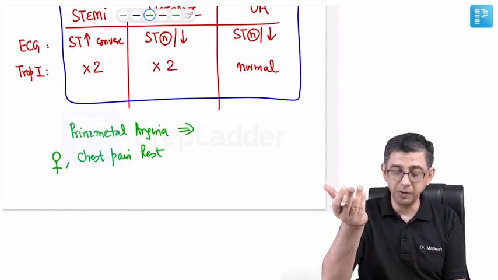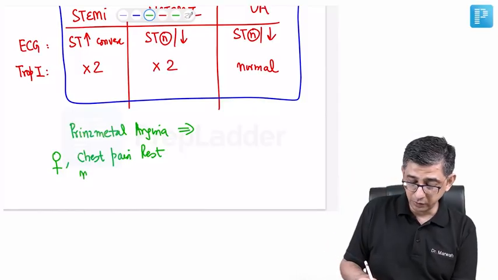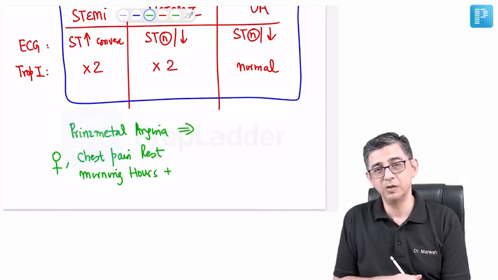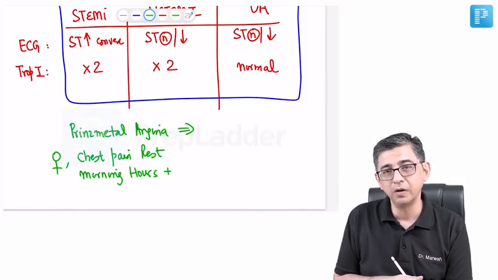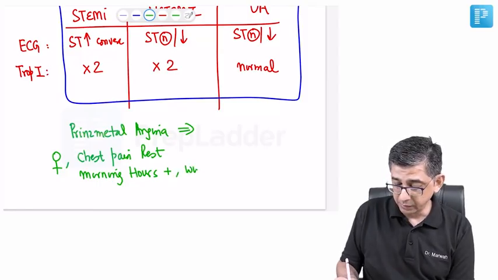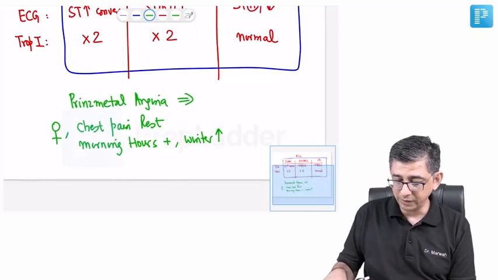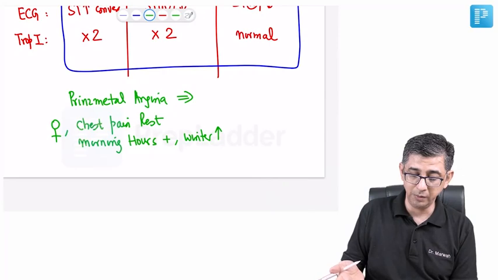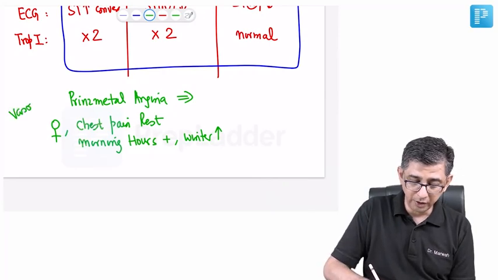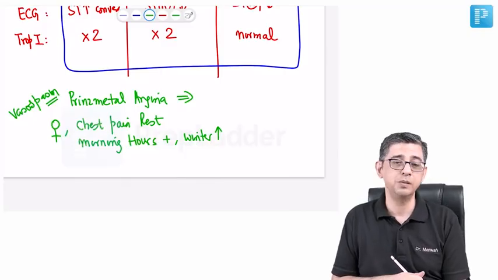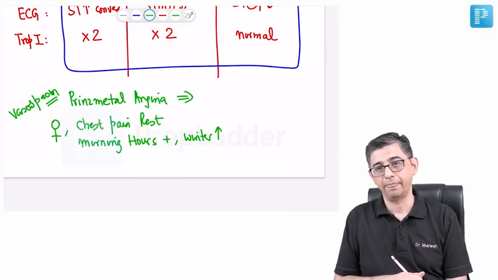When the question begins with a female patient with chest pain at rest, the question also talks about chest pain being more in the morning hours. Why that is so is because Prinzmetal angina is related to vasospasm, and vasospasm in the body is more in the morning hours. The question might even mention a seasonal predilection, that the chest pain episodes are more common in the winter season. Well, all chest pain episodes are more common in winter season, so I'm not saying that this history is very peculiar for Prinzmetal angina, but I want to draw your attention to the fact that there is vasospasm present in this condition. There is vasospasm of the main coronary artery.